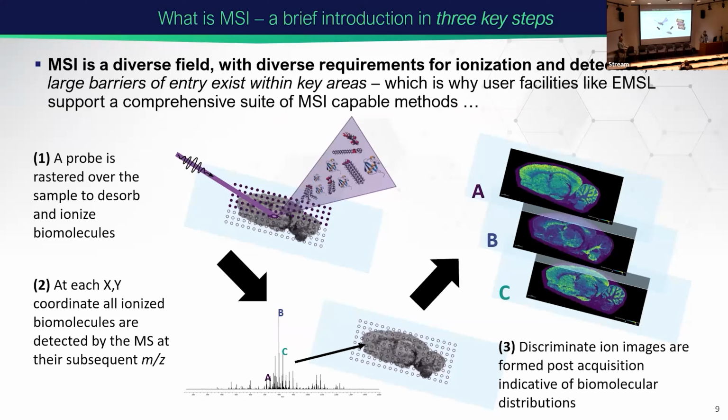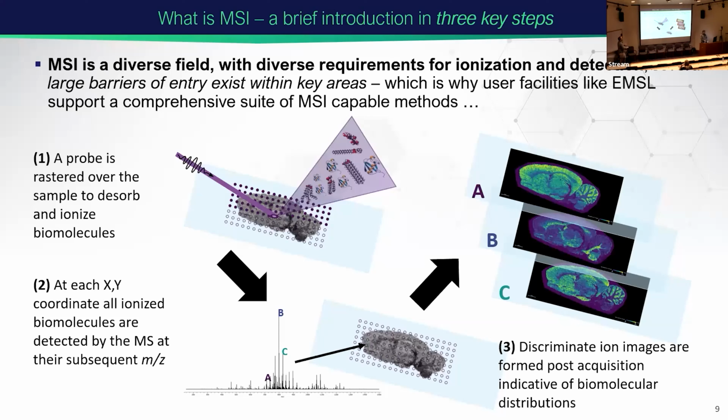As David introduced, MSI is really a diverse field, with diverse requirements for not only the ionization, but also for the detection. So you're going to hear a lot of acronyms. There's going to be an acronym zoo thrown at you today. And there's also going to be a lot of talk about what type of mass spectrometers are linked to these ionization sources. This is really why I'm going to say right now that there are several large barriers of entry within key areas, but that's why facilities like EMSL exist: in order to break down those barriers and make mass spectrometry imaging and mass spectrometry overall really accessible to a broad range of scientists.